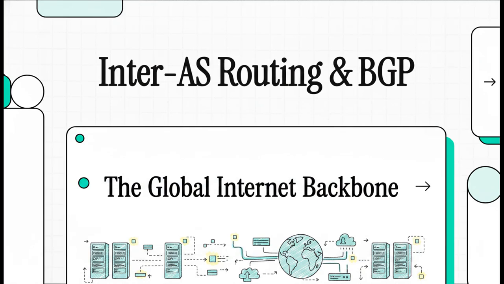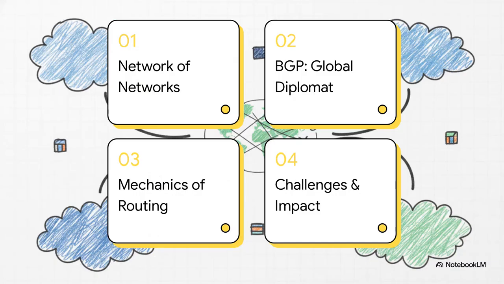We're jumping right into the absolute engine of the global web, Intra-AS routing and the internet backbone. We're going to take a technical, behind-the-scenes look at how data actually navigates the globe and the protocols holding this whole shebang together. Here's a quick roadmap for us today. First up, the network of networks. Second, BGP, the global diplomat. Third, the mechanics of routing. And finally, we'll look at the challenges and global impact.